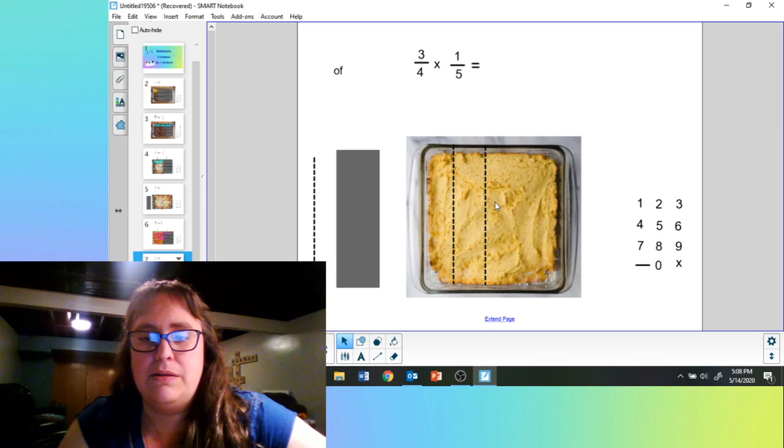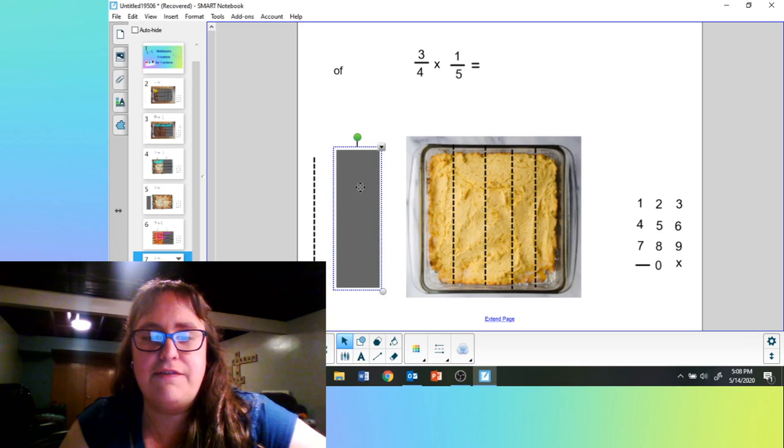Of means to multiply. And I've only got 1/5 of it left. So I've got to split this up into fifths. One, two, three, 4, 5. Okay, and there was only 1/5 of it left.